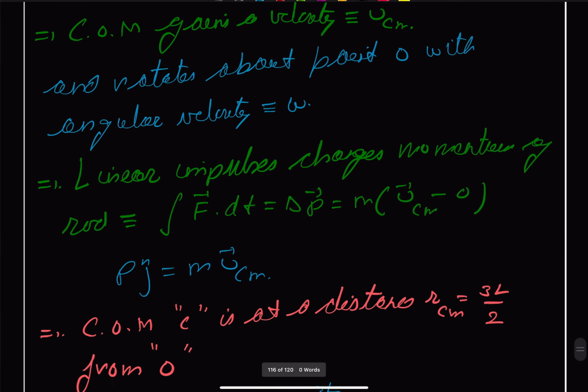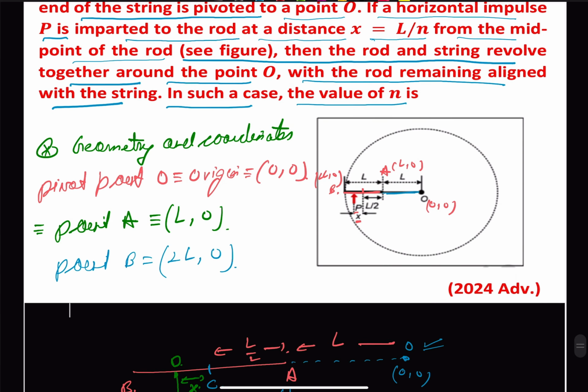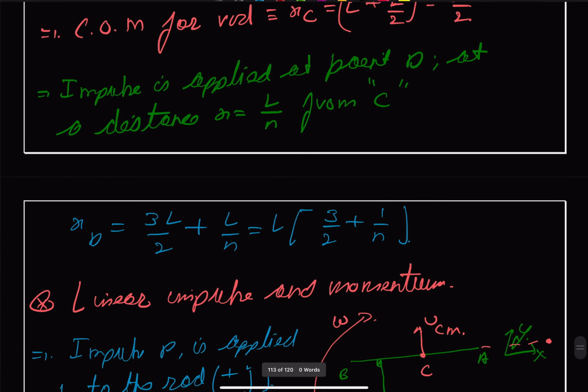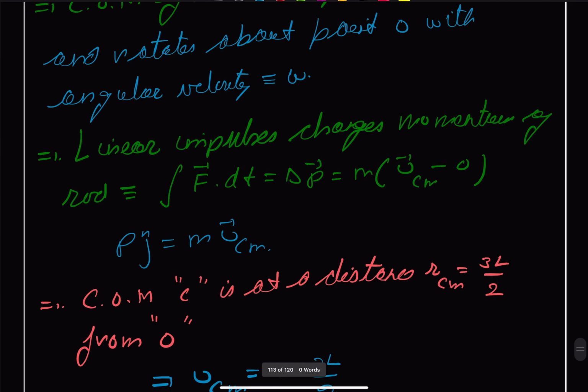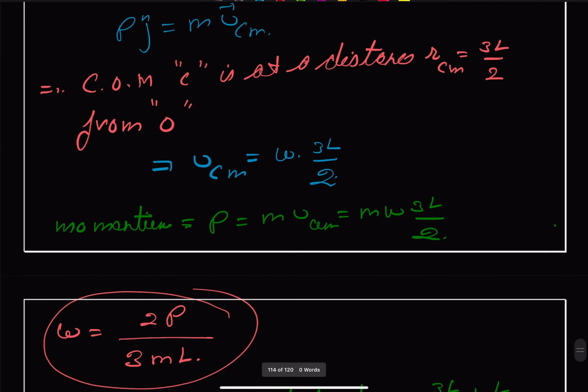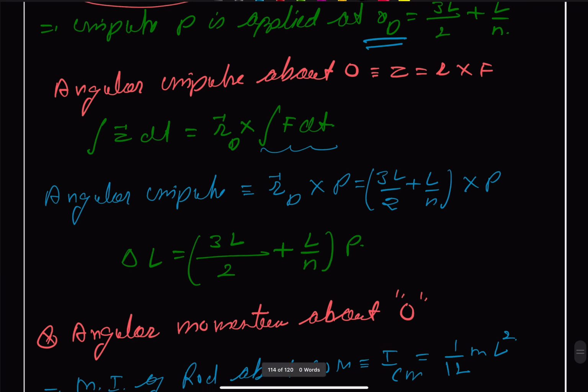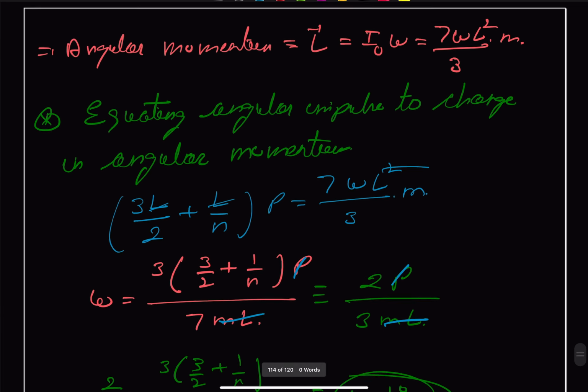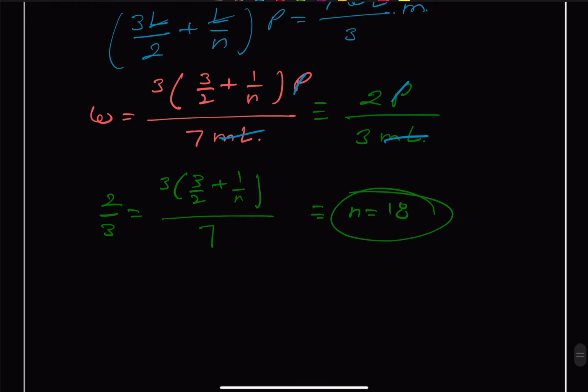So value of n was 18. The concept here is comparatively easy. Only thing is that it is quite lengthy to solve. And this completes all the questions from the year 2023 Mains Advanced, and also the questions of year 2024 Advanced. Thank you.